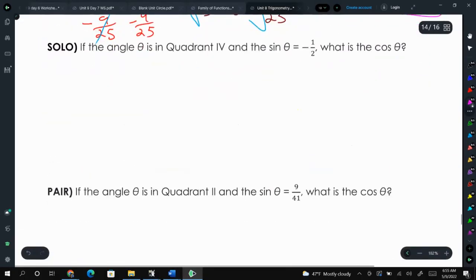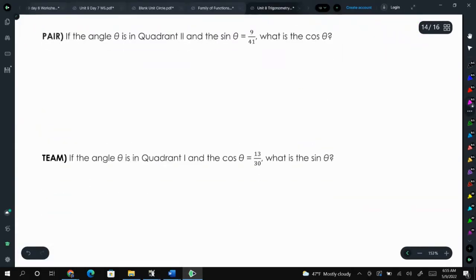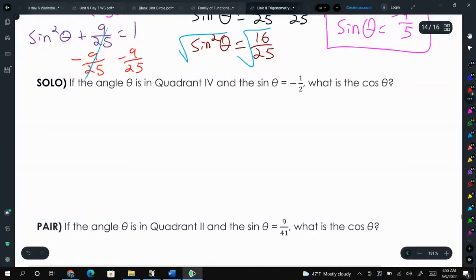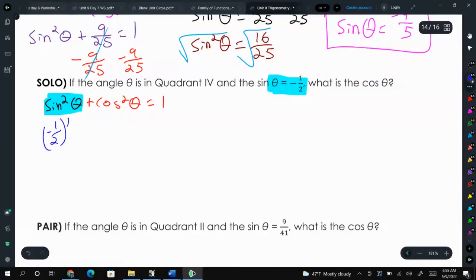All right, I'm going to do this one right here, the solo, and then have you try the last two. So we have sine squared theta plus cosine squared theta equals 1. We know that sine is negative 1/2, so that's going to go in for sine. So negative 1/2 squared plus cosine squared of theta equals 1. So this is going to be positive 1 over 4 plus cosine squared theta equals 1.